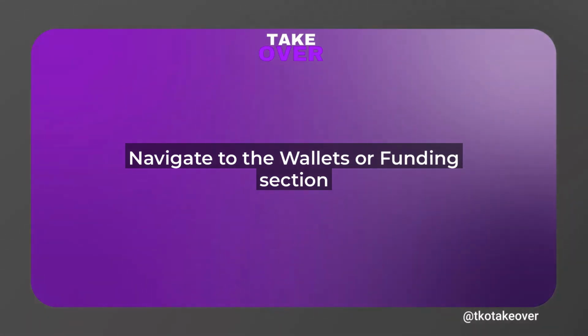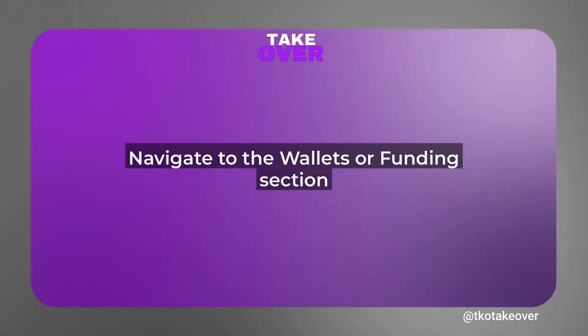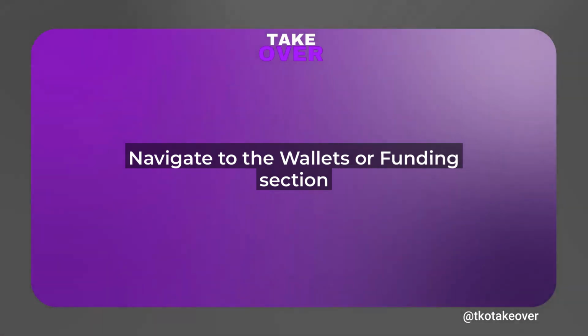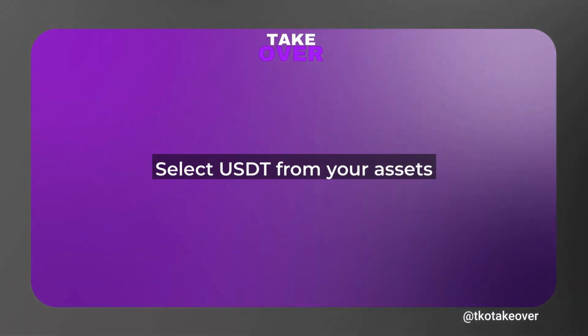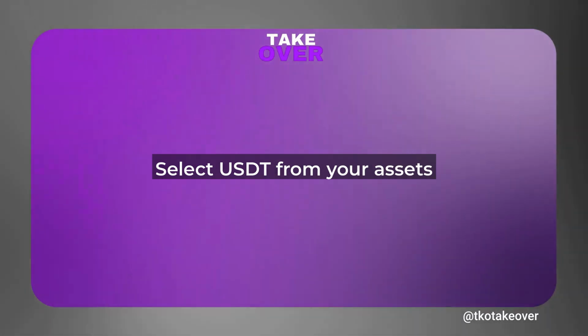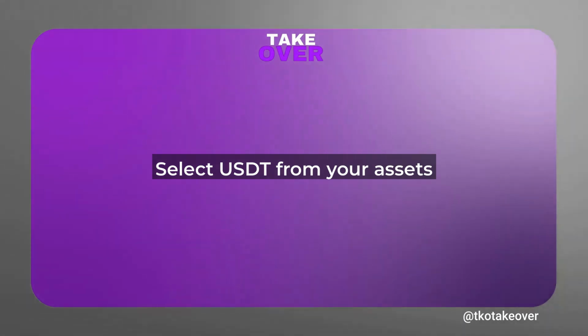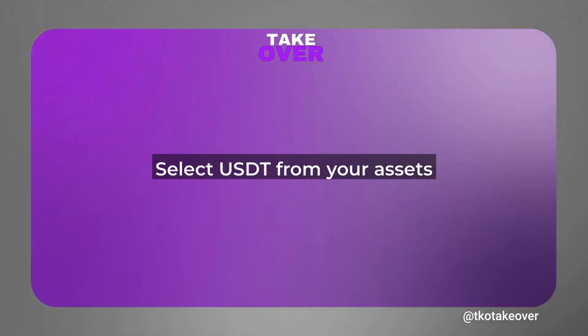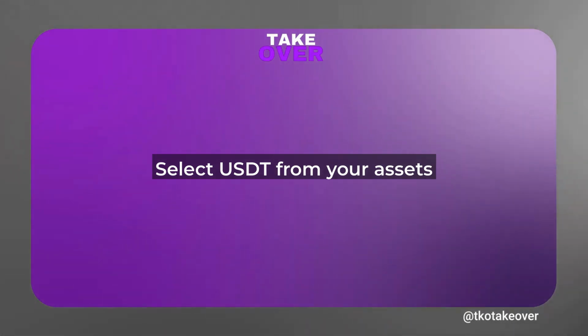Let's dive right in. First things first, make sure you're logged into your Kraken account. If you don't have one, sign up and complete the verification process. It's crucial for security. Once you're in, head over to the Wallets or Funding section. Here, you'll see a list of your assets, including USDT. Select USDT from your portfolio to get started.